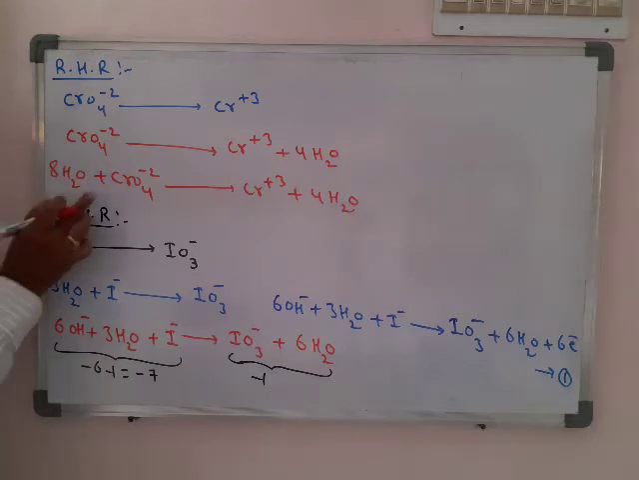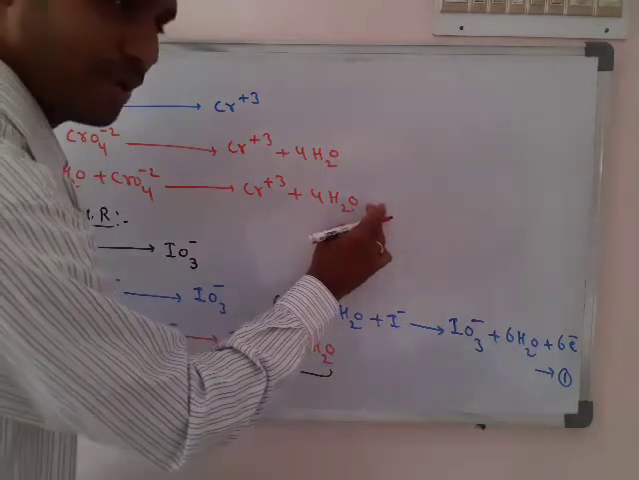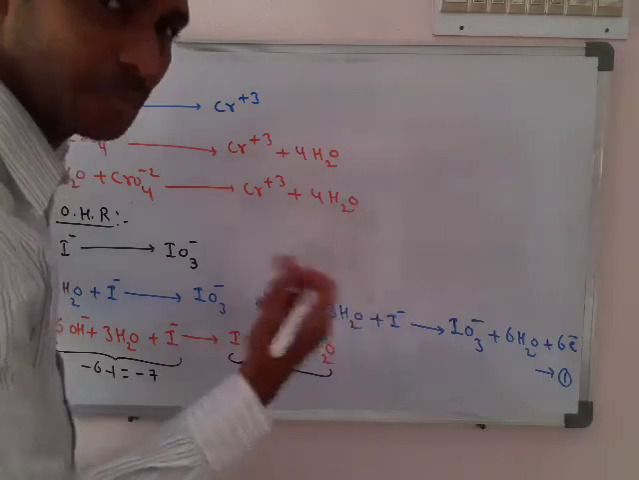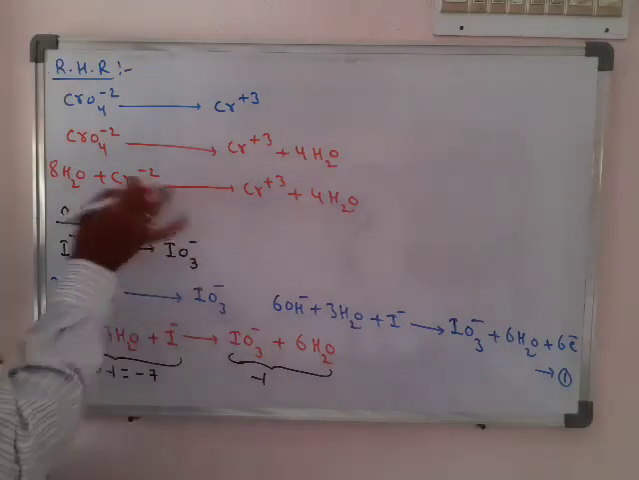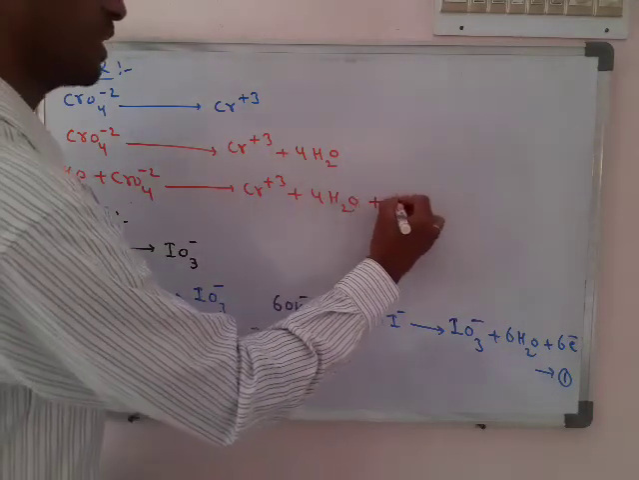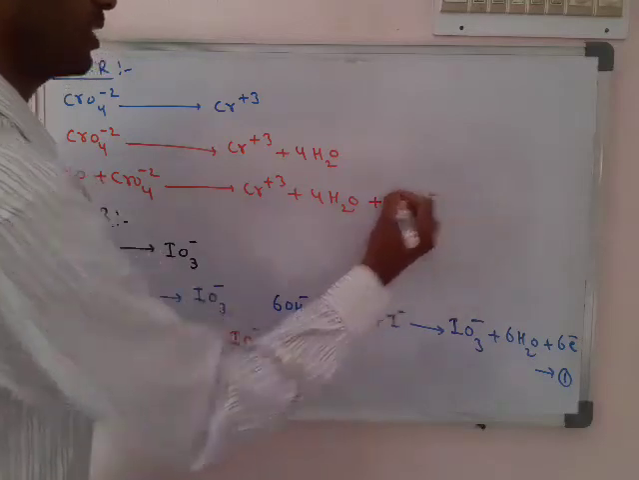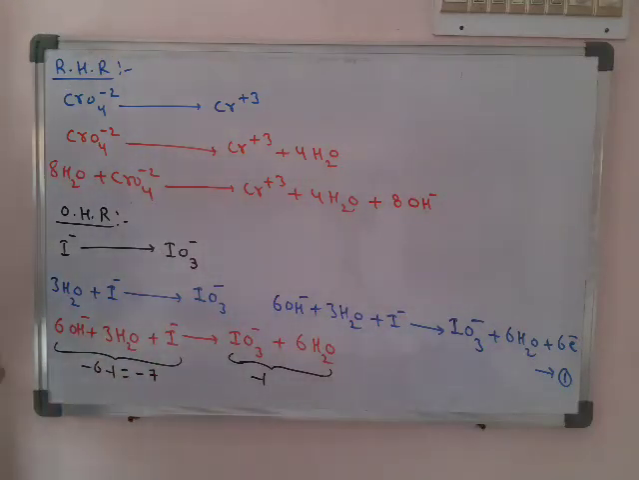According to the rule, on the side where hydrogens are fewer, add the required number of H2Os, and add the same number of OH minus ions on the opposite side. That is, the opposite direction of the H2O addition: 8 OH minus added, so automatically it will be balanced.